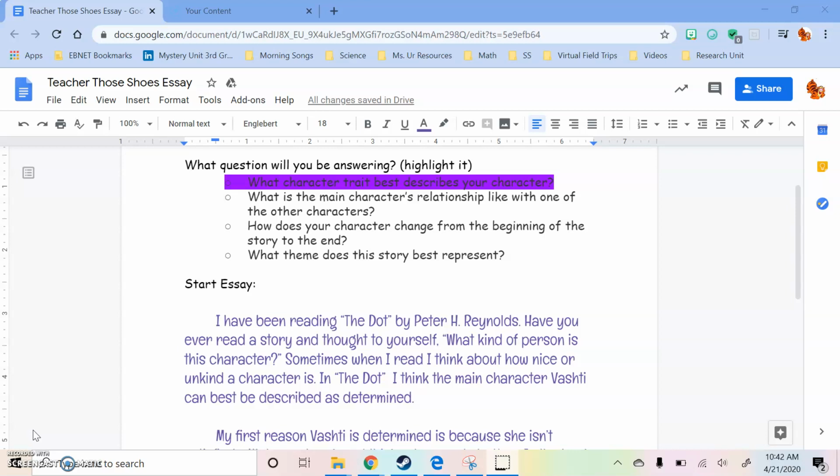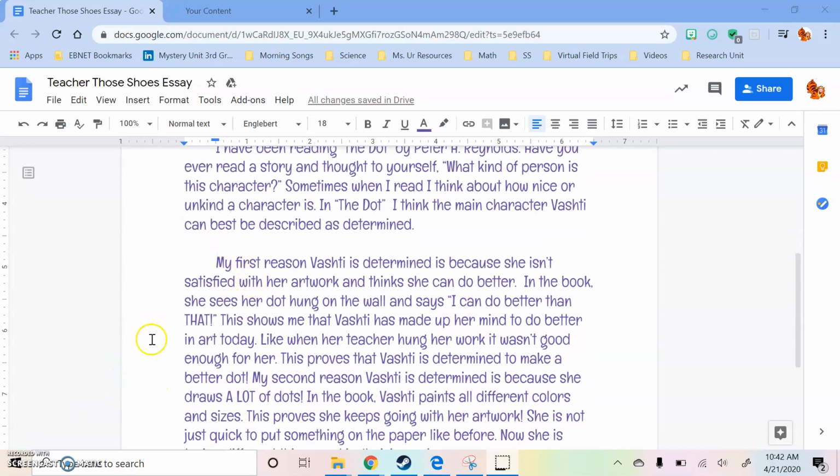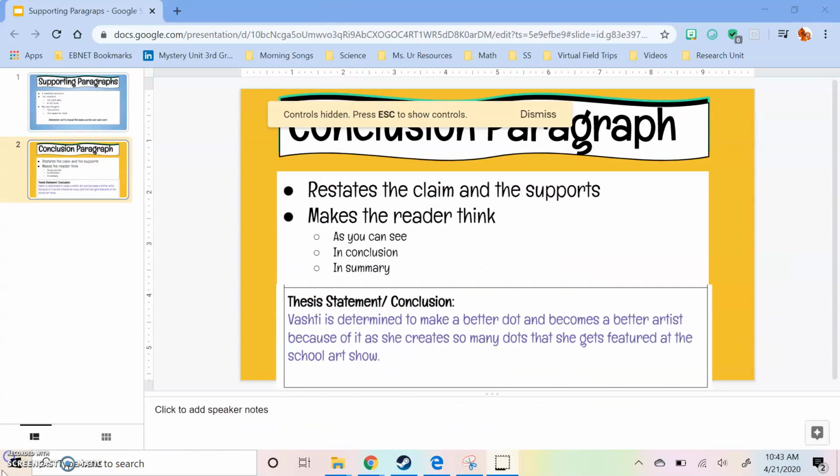You have been working this week on reading the book Those Shoes and writing an essay for it. Mrs. Traverson has done a great job modeling the book The Dot by Peter H. Reynolds. She has taught you how to write an introduction paragraph and also a supporting paragraph with evidence from the text to support your claim. Today, we are going to take a look at the last paragraph, the conclusion paragraph.